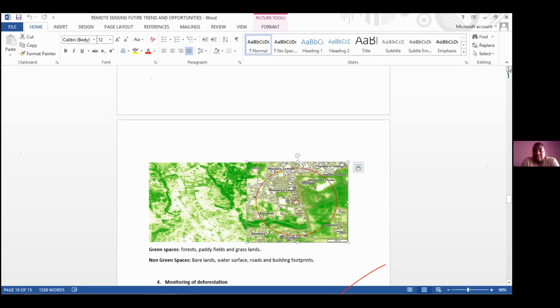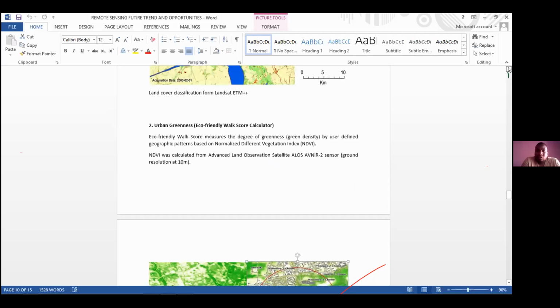NDVI is a system we use in remote sensing, which is the Normalized Difference Vegetation Index. And this was done using the ALOS AVNIR-2 satellite, which has a ground resolution of 10 meters. So you can see real practical issues of remote sensing here.